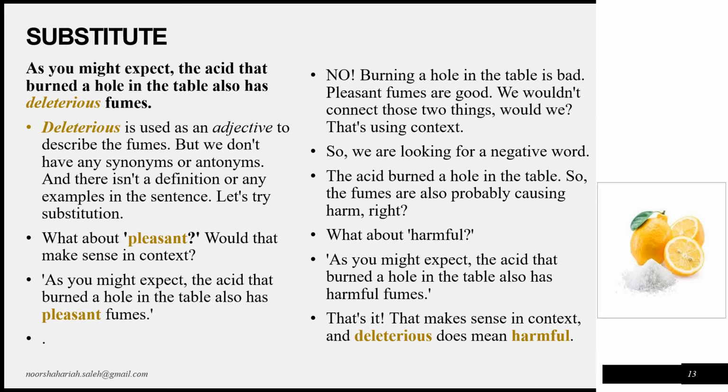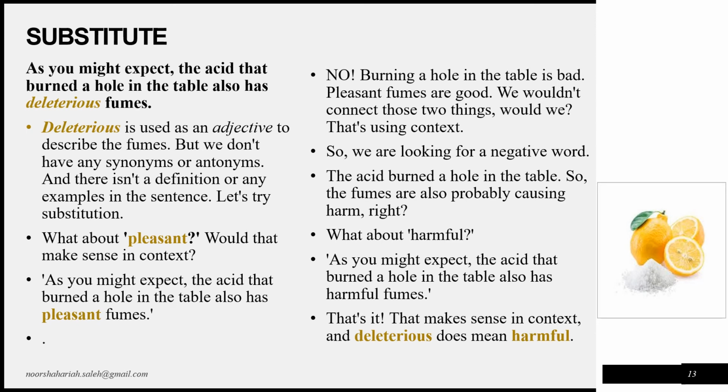First, what you need to do is check: there's no such thing as synonyms or antonyms in this context. There's no synonym, you have to check first. It is not possible to have a definition here, and there are no examples provided in the sentence. So the best way to get the meaning of deleterious is to guess the meaning. All right, let's try this.